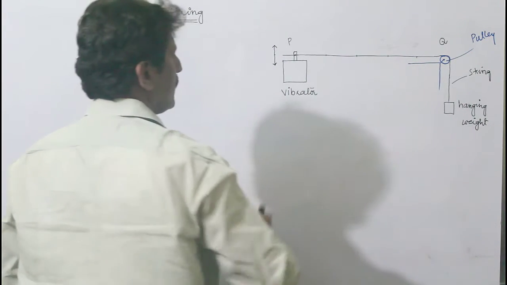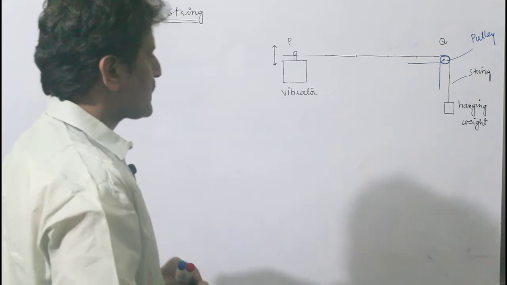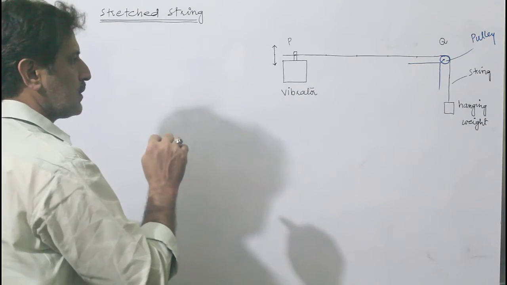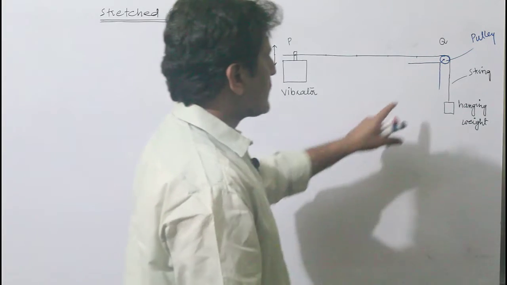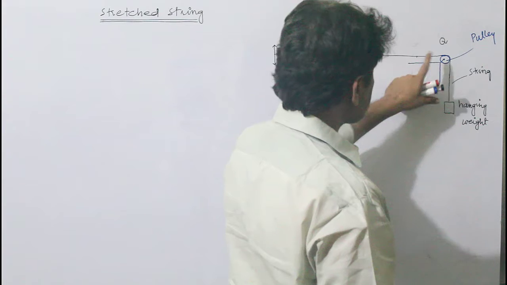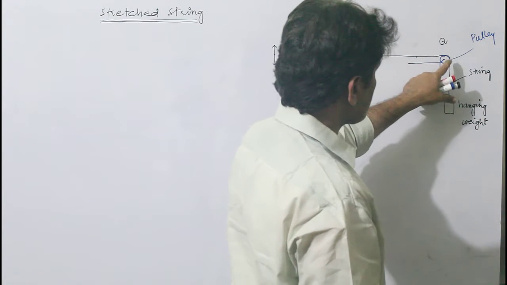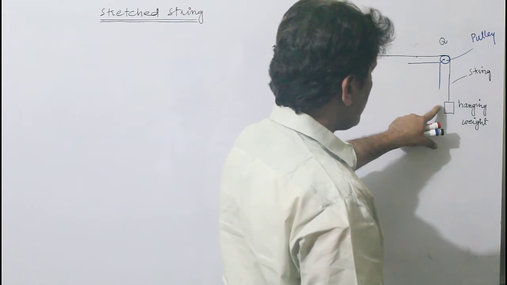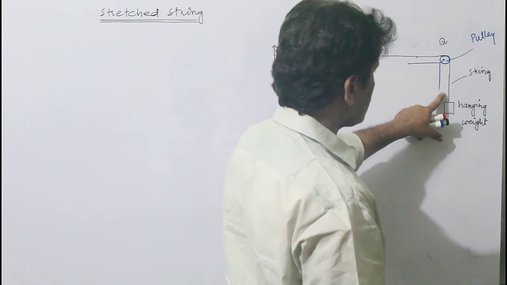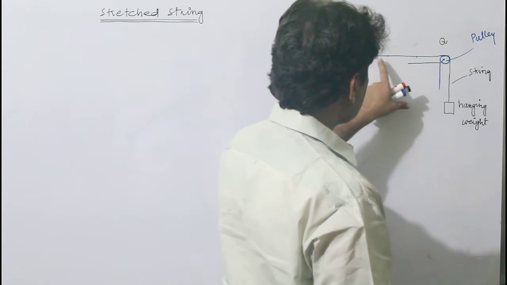By this we can generate waves of a particular frequency, and this frequency can be set through the vibrator. It is a fixed end because this point Q is used as a fixed point, because the string is passing through the pulley, and a hanging weight is connected with the string to generate the tension in the string.